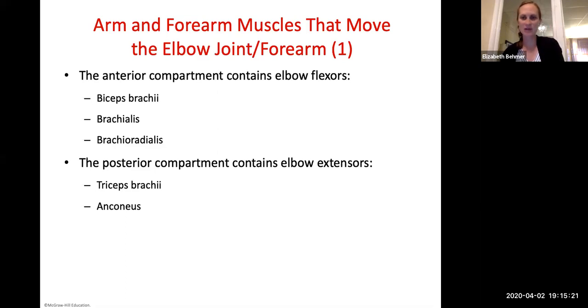So everyone got that for number 2? The elbow flexors are listed there, those 3 you should know. And then number 3, I guess, is an answer as well. The prime extensor of your elbow joint is your triceps brachii. The anconeus helps a little bit, but your primary elbow extensor is your triceps.